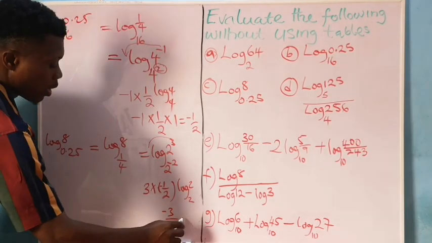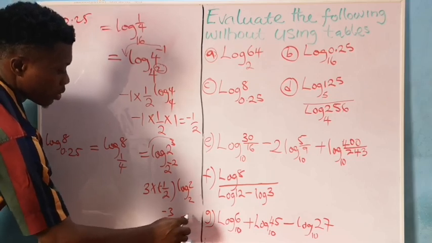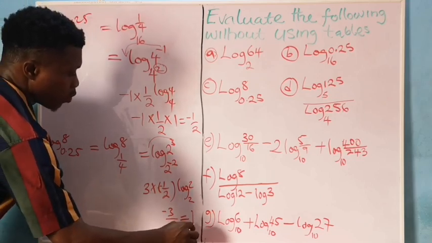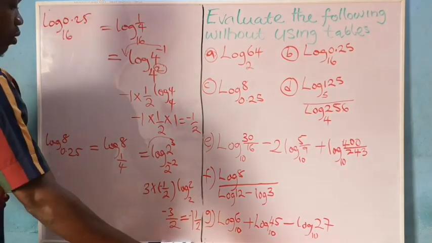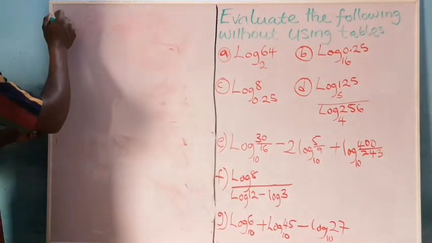Okay, now we can rewrite this as 1 whole 1 all over 2, which is a negative number. Okay, let's take the fourth one.